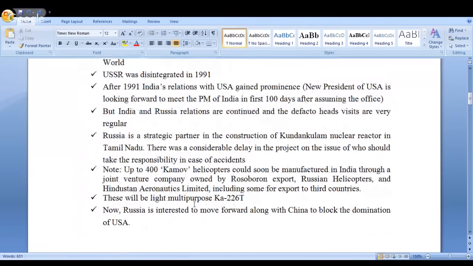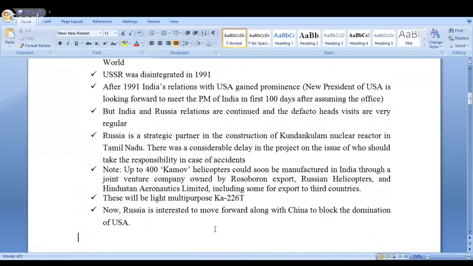Russia is a strategic partner in the construction of the Kudankulam nuclear reactor in Tamil Nadu. This one we have already discussed very recently. There was a considerable delay in the project on the issue of who should take the responsibility in case of accidents, but everything is going smoothly now. Note: up to 400 Kamov helicopters could soon be manufactured in India through a joint venture company owned by Rosoboronexport, Russian Helicopters and India's HAL, Hindustan Aeronautics Limited, including some exports to third world countries. This will be the light multi-purpose Ka-226T.